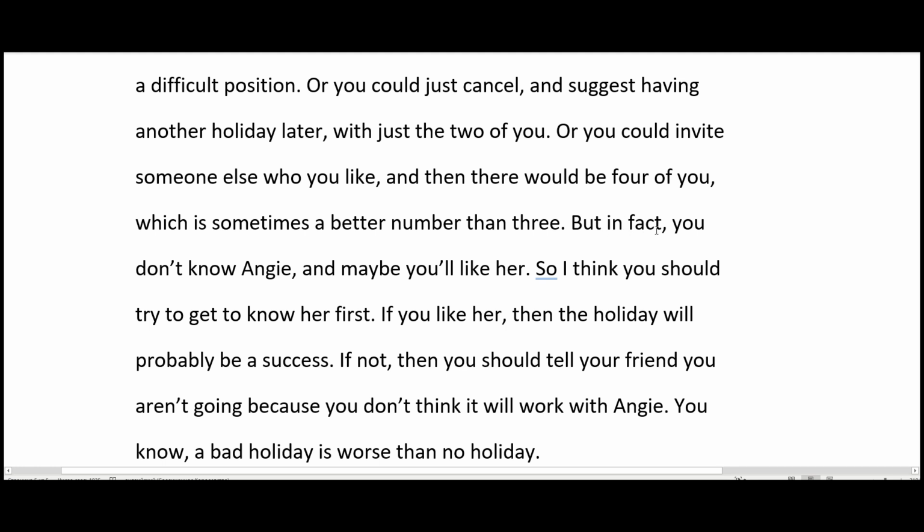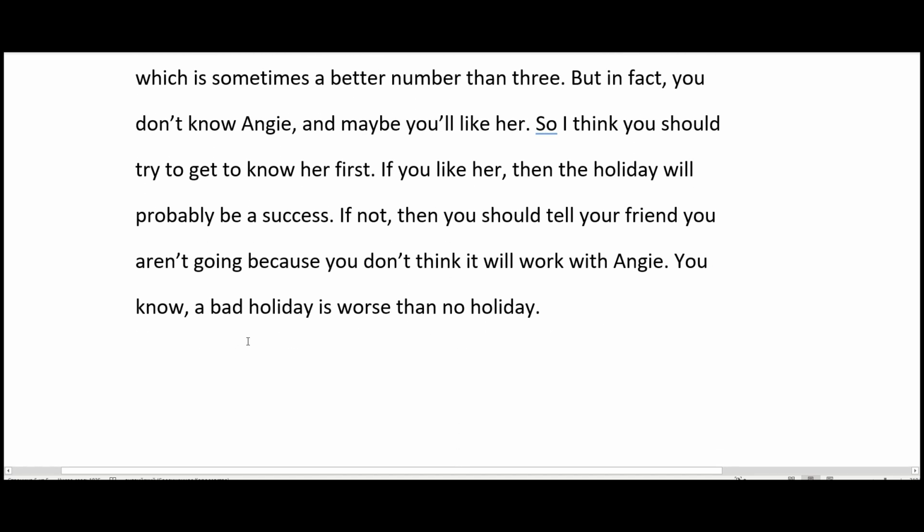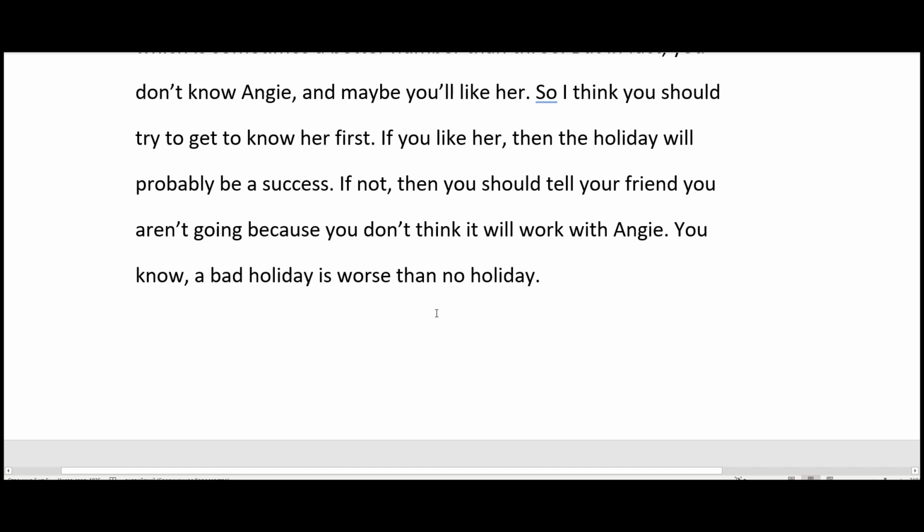Но в действительности, in fact, вы не знаете Энджи, и, может быть, она вам не понравится. Наоборот, может быть, она вам понравится. Поэтому я думаю, что вам стоит попробовать ее узнать сначала. Если она вам понравится, этот отпуск будет, возможно, успешным. Если нет, в этом случае вам нужно сказать своему другу, что вы не едете, потому что вы не думаете, что это I don't think it will work with Angie. Не думайте, что такое прокатит с Angie, грубо говоря, что это сработает. Вы знаете, плохой отпуск хуже, чем вообще нет отпуска. Или так, holiday, имеется в виду, плохая поездка куда-то хуже, чем вообще не ехать. То есть вот такой вот совет она получила.